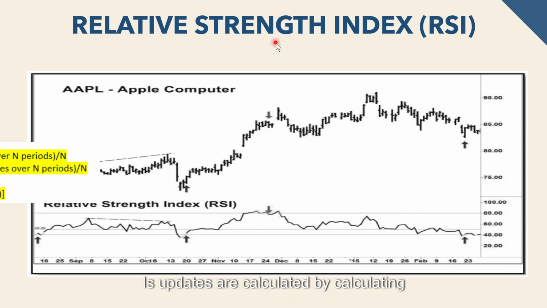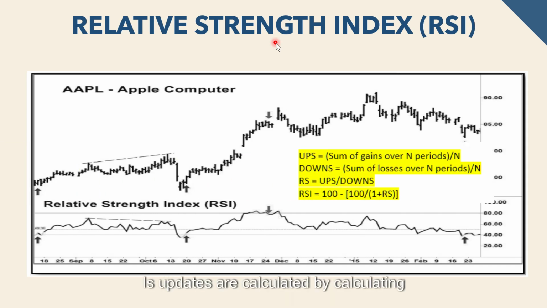The formula is: up days are calculated as the sum of gains over n periods divided by n. Down days are calculated as the sum of losses over n periods divided by n. Relative strength is ups divided by downs. RSI equals 100 minus 100 divided by 1 plus RS. So we have the formula, but these days we need not understand how the calculation happens. We have RSI inbuilt in many of our trading platforms, so we can leverage that.